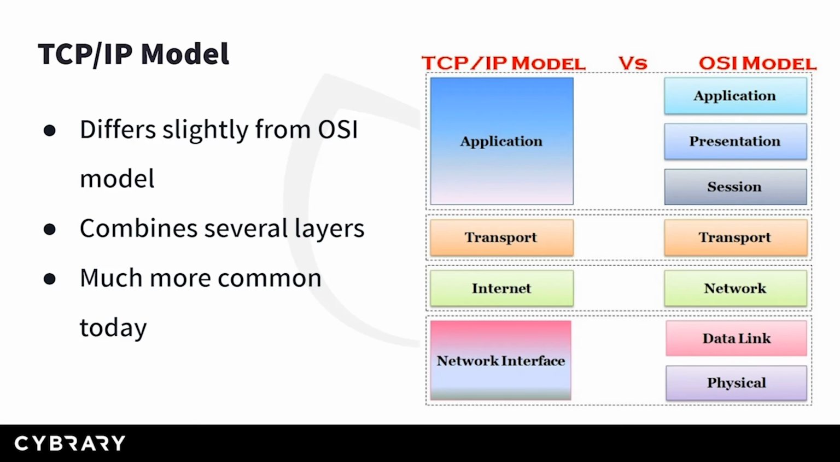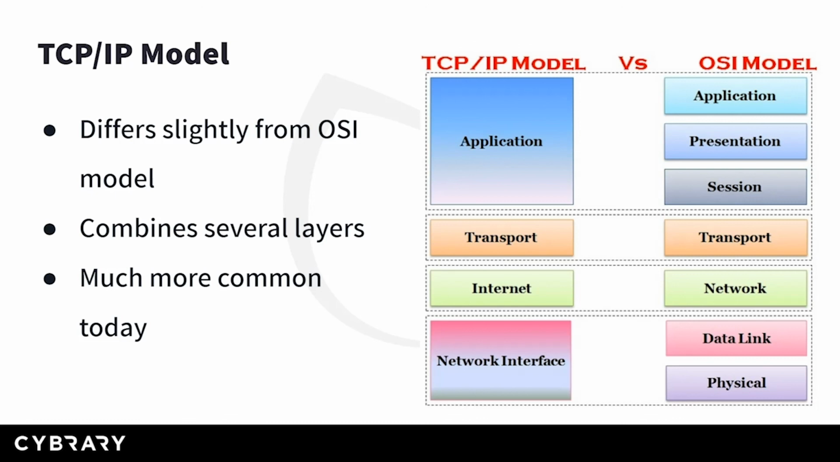Layer 4 is the application layer, which combines the application, presentation, and session layers from the OSI model into a single layer. Layer 3 is the transport layer, which lines up with the transport layer in the OSI model. Layer 2 is the internet layer, which lines up with the network layer in the OSI model.